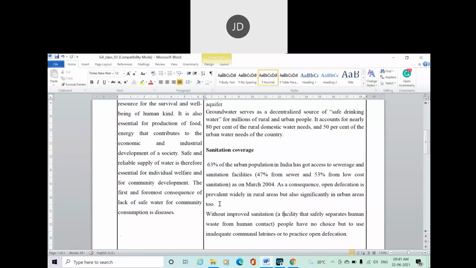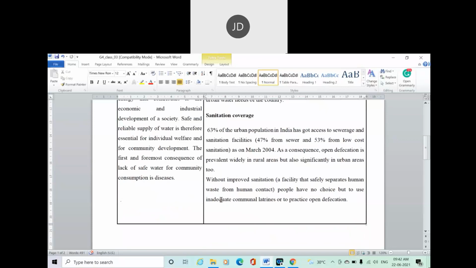Okay, so as a consequence, open defecation is prevalent widely in rural areas, but also significantly in urban areas too. That means usually we see that open defecation is practiced in rural areas, but from this data it says even in semi-urban and urban areas, most of the households are not connected with a centralized water supply system and don't have a proper sewer system, so they go for open defecation. Okay, it's a practice widely adopted in rural areas, even in urban areas too.